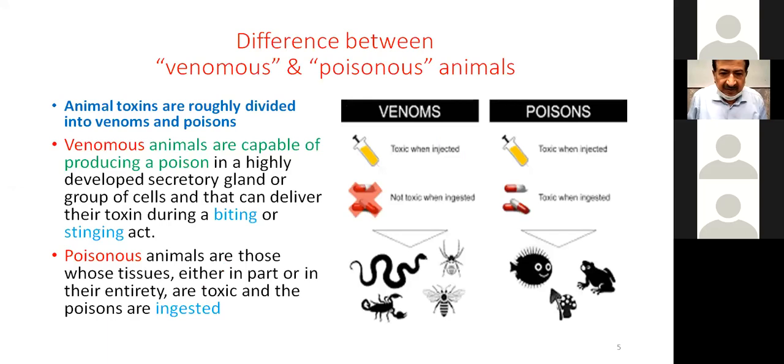But there is a difference between a venomous and a poisonous animal. Animal toxins are often divided into venoms and poisons. Venomous animals are capable of producing a poison in a healthy, developed secretory gland or group of cells, and can deliver their toxin during biting or stinging. Poisonous animals are those whose tissues, either in a part or in their entirety, are toxic and the poisonous are ingested.